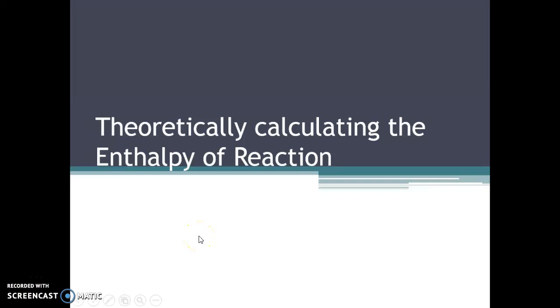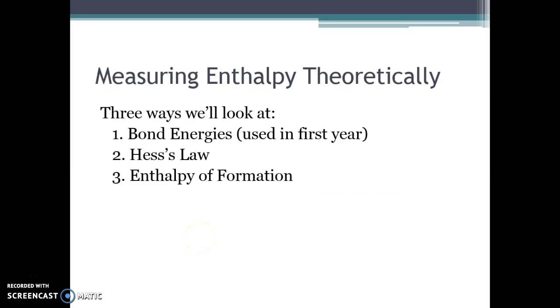The video that you're going to take a look at now is the way that we can calculate enthalpy theoretically. There are actually 3 different ways that you can calculate enthalpy. Last year, I know for sure you all learned bond energies. I'm not sure if anybody learned Hess's law, and perhaps a few of you learned the enthalpy of formation, but we're going to go through all 3 of them in this video.